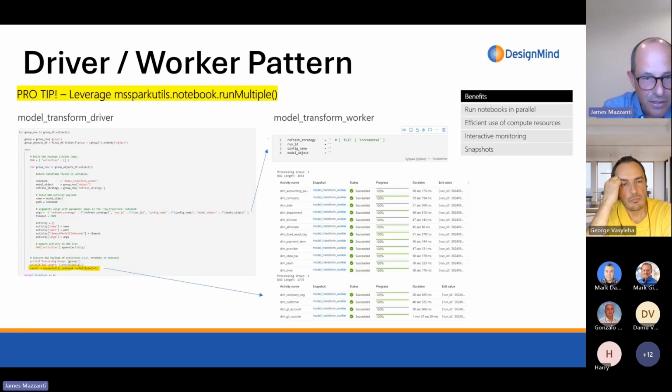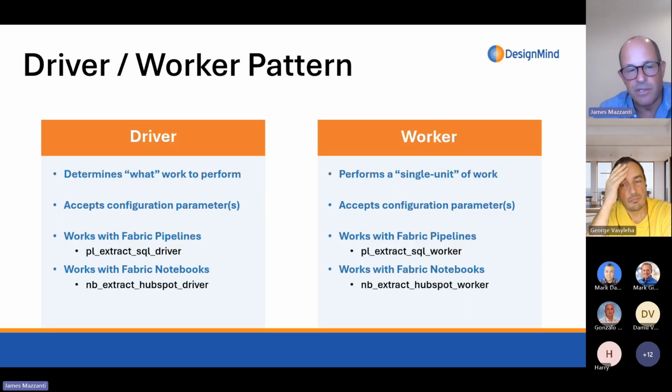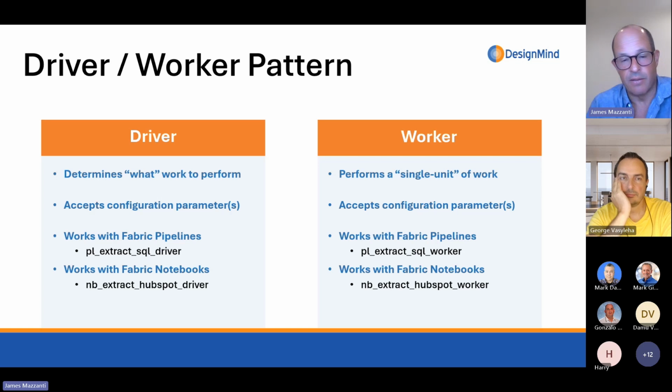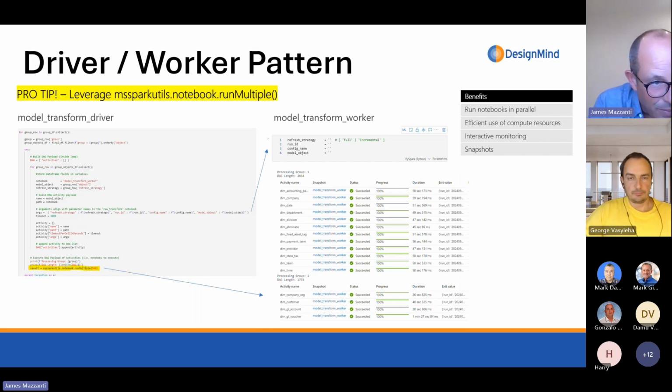So what this translates to, let me see, here I have some names. In Fabric, we might call this the PL for pipeline, extract SQL driver, or we have a notebook, NB extract HubSpot driver. And then we have a corresponding worker pipeline or a worker notebook, right? So this is where that naming convention comes into play. If I just wanted to call one REST API for HubSpot, I could just do that in the worker. I give it the REST API name, and then it just does what it has to do. This screen is really small when I'm presenting here, but this is something to look into.